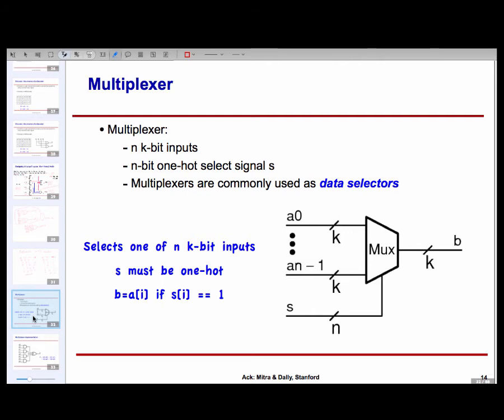There are many other systems in our life which have this characteristic, that is, there is an output, and through some control, we select which one of the inputs is feeding the output. This is an act of selection. That's a very common usage of this block called multiplexer, but multiplexers can be used for other purposes also. But this is what they do.